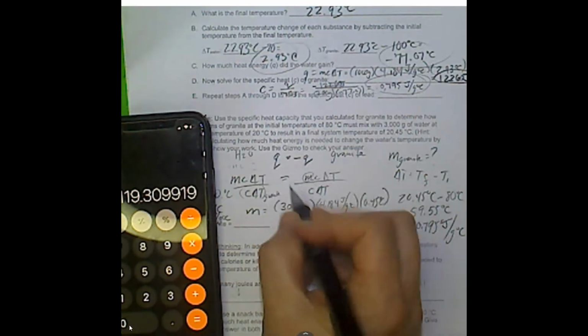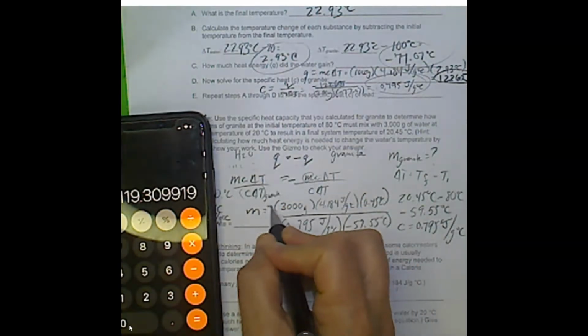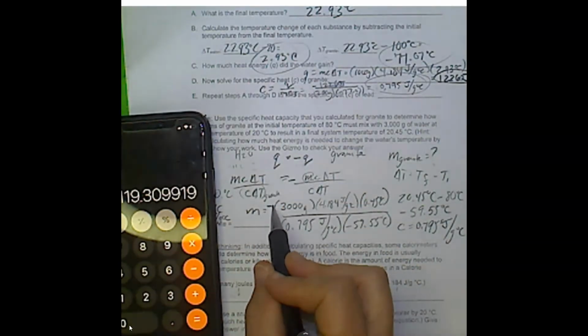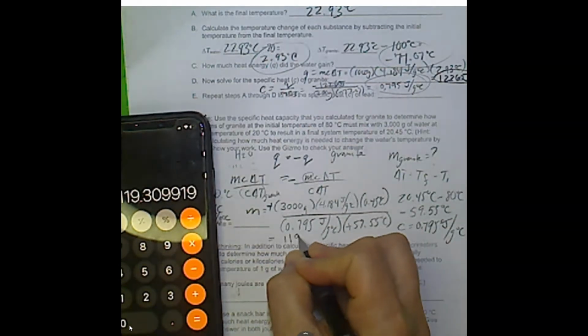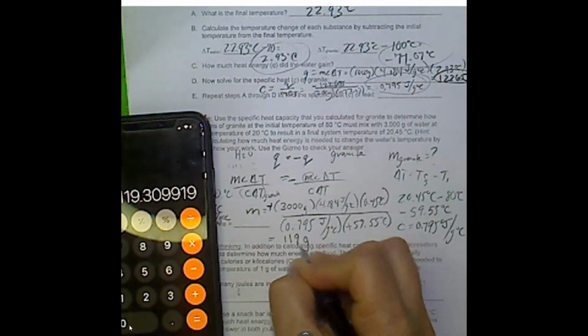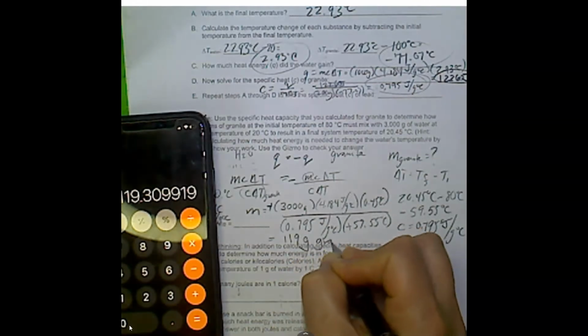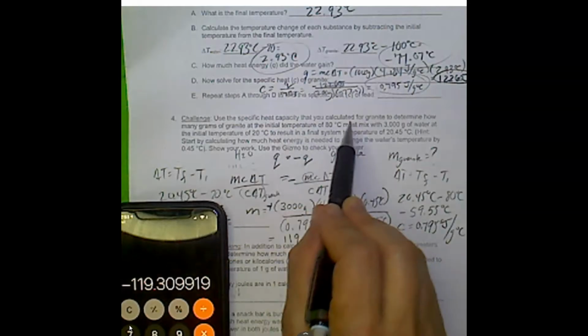Something went wrong. Let me pause. Okay, I see where we went wrong. Q equals negative Q, so this has to be negative. So we have a negative here. Just put it on the top. That's going to cancel out our negative here. That's why. Okay, so that leaves us a mass of 119 grams of granite. Okay, so is that answer what we wanted?